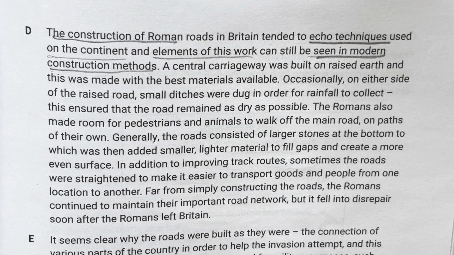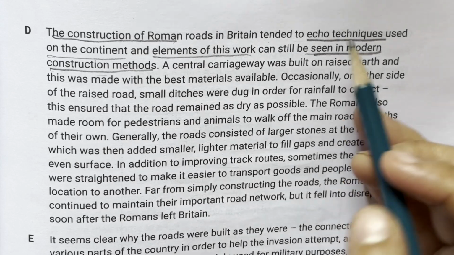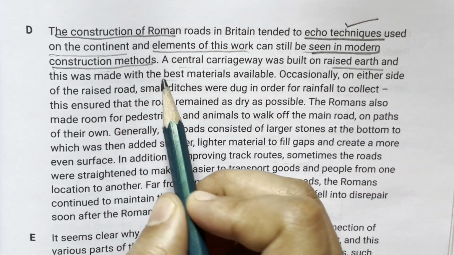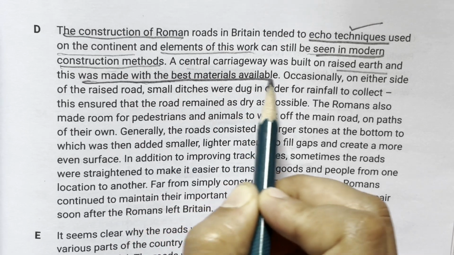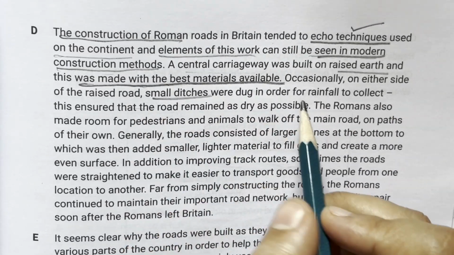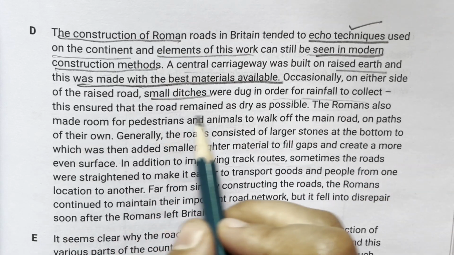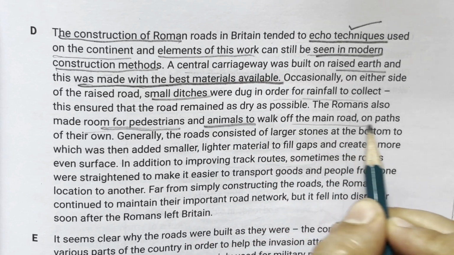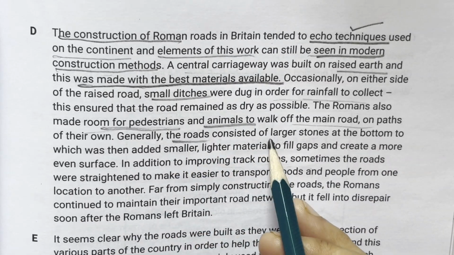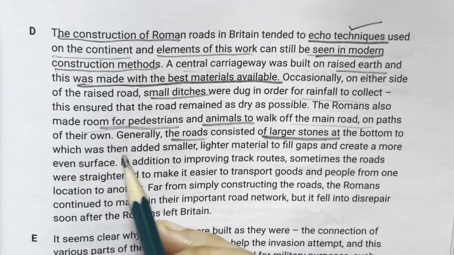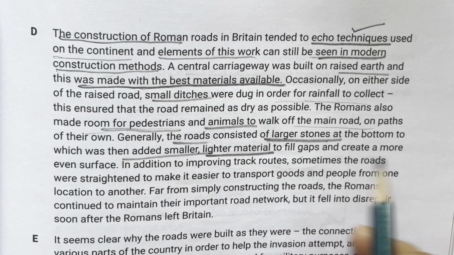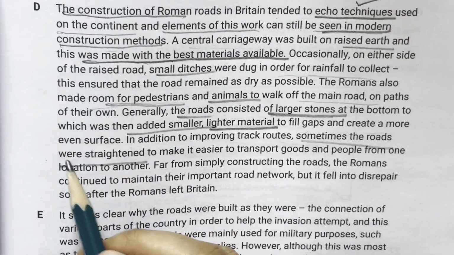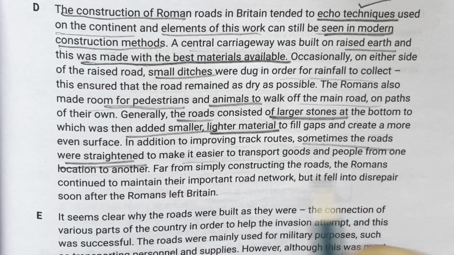Okay, now, so it's talking about the techniques. "Central carriageway was to raise earth, was made with the best material available." Okay, "small ditches were dug in order for rainfall to collect." Okay, "made room for pedestrians and animals to walk off the main road." Okay, "roads of larger stones, then added smaller, lighter material to fill gaps, create more even surface." Okay, "sometimes the roads were straightened to make it easier."